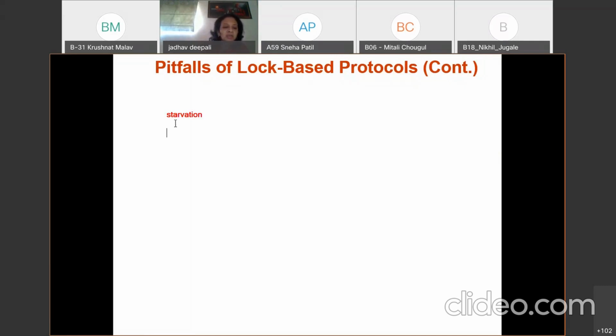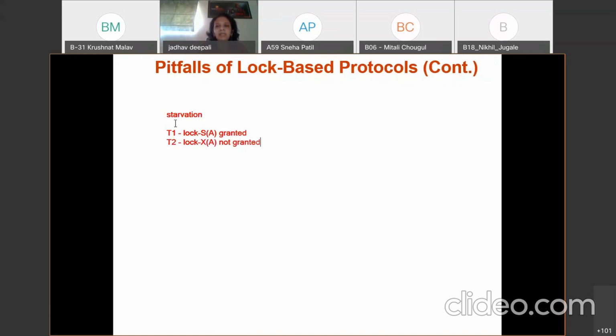Suppose transaction T1 acquired a shared lock on data item A. It is granted. Next, transaction T2 is requesting an exclusive lock X on the data item A. Will it be granted? Yes or no? It is not granted. Why? Because both are not compatible.